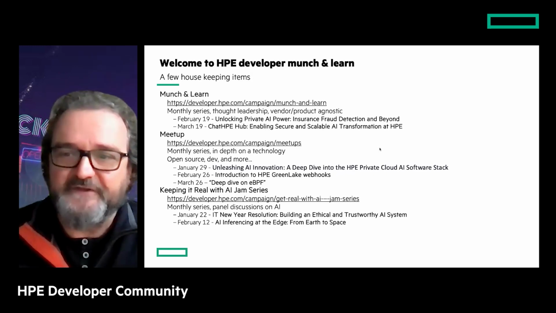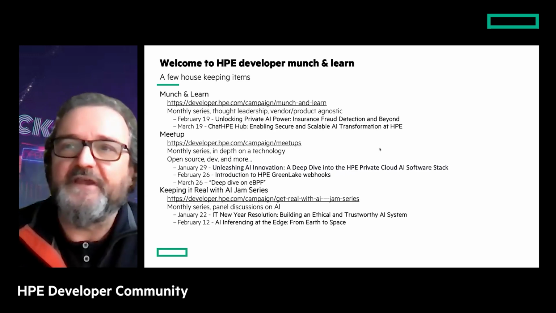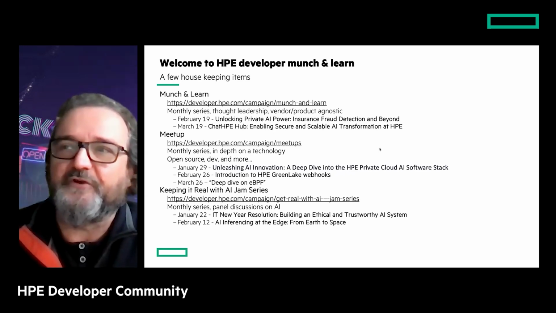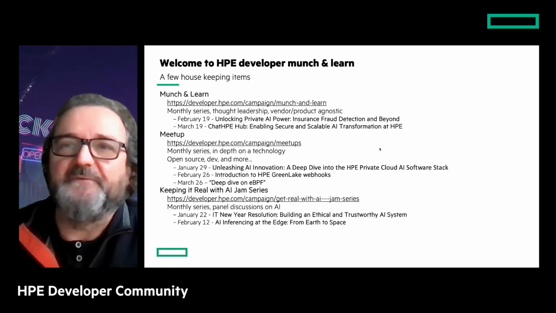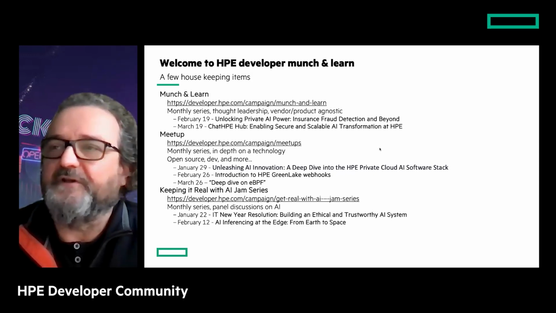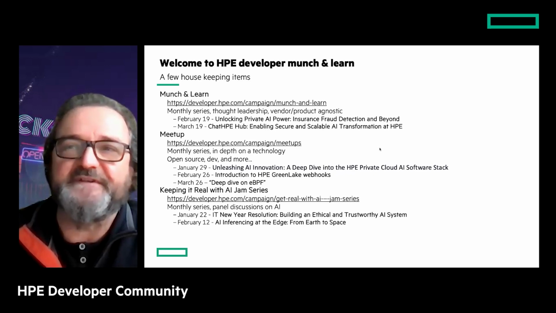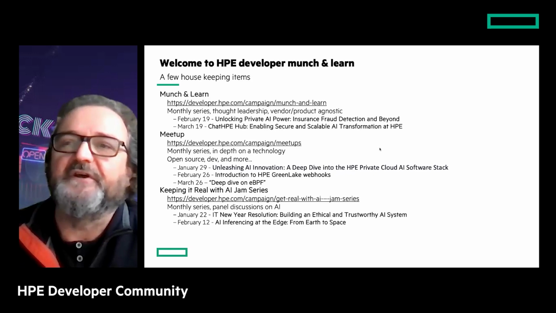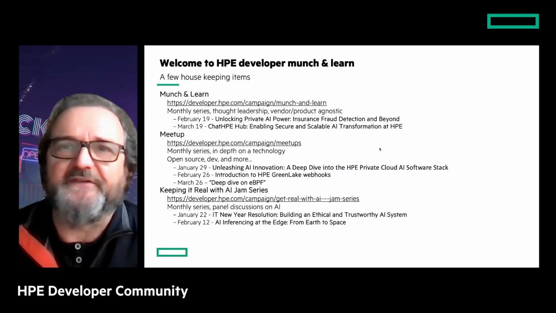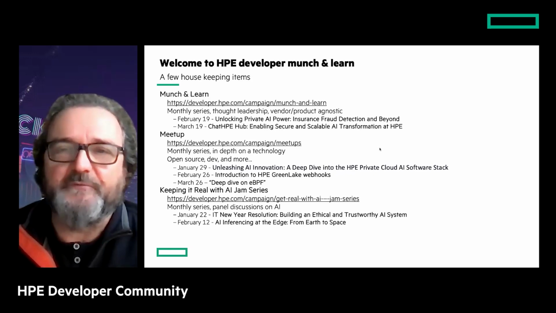For example, at the end of this month, on January 29th, we have a deep dive on the private cloud AI, the software stack for that. So that's one that you might want to join if you're interested in this solution that we also announced at Discover in Las Vegas.